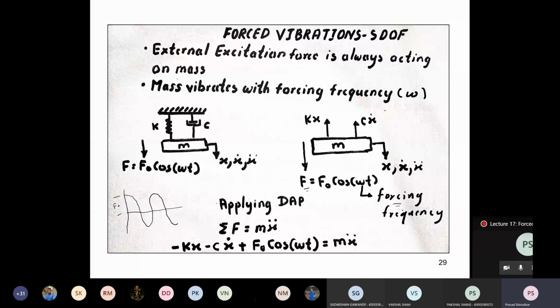Now, since the mass is attached to this force, the mass will not oscillate with its natural frequency, but it will oscillate with the frequency of the external force. That frequency is called the forcing frequency. So there are two things: natural frequency versus forcing frequency.